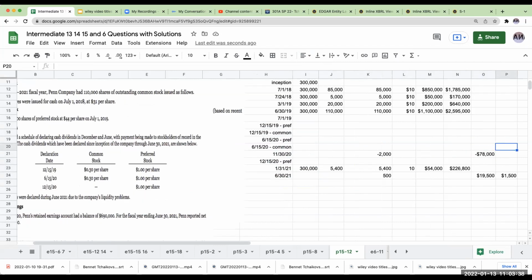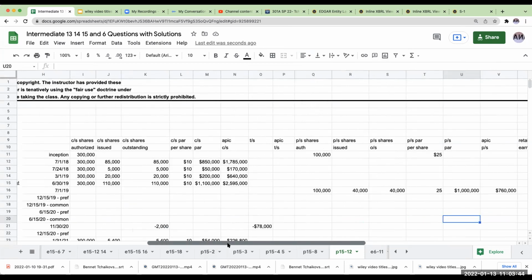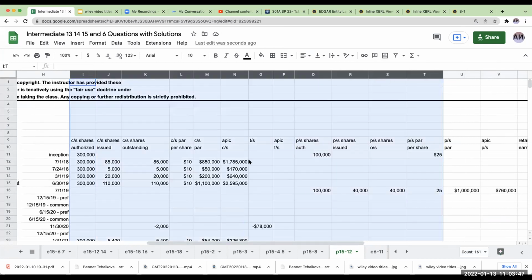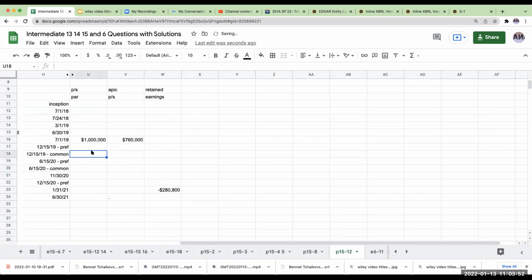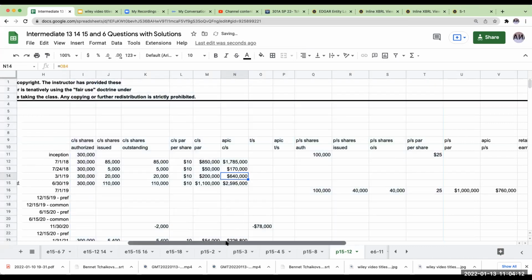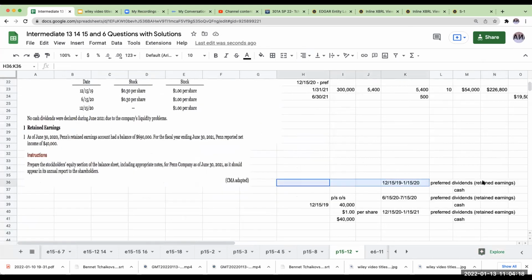So for the preferred dividends, this is going to directly impact my retained earnings. If I quickly hide this, not delete it, over here for my retained earnings, this is going to be 40,000. This is also going to be 40,000. And this is also going to be 40,000. The common is going to be a little bit different, right? Because on our commons, when we have dividends, this is going to be based on these. So let's go ahead and move these down.